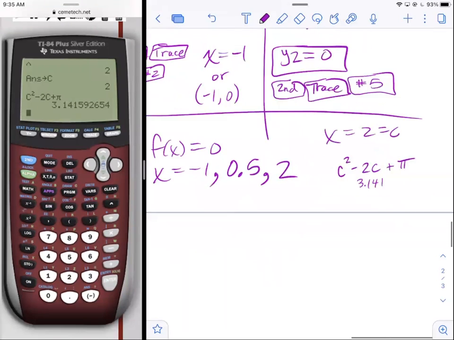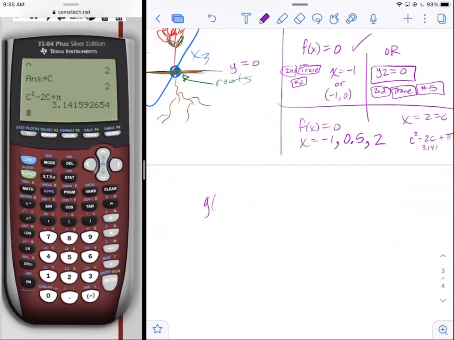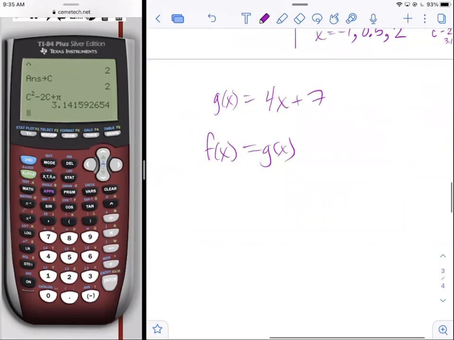Okay, last thing I'm going to do here. What if I say g of x is equal to 4x plus 7? Find where f of x equals g of x. Okay, well, these two graphs might intersect off your standard viewing screen. So here's what I'm going to do. Watch. If you're solving something, it's always a good idea to get everything on one side and set it equal to 0. Okay.